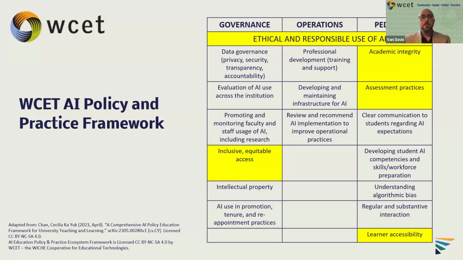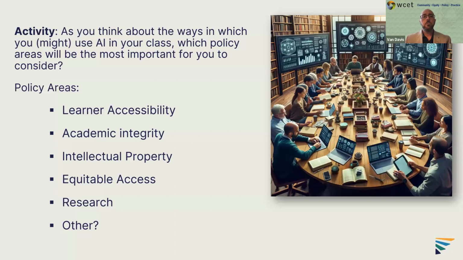So what we'd like to do is give you an opportunity to think about and talk to each other about the policy areas that might be the most important for you to consider as you begin to incorporate these tools into your classroom, or perhaps you've already incorporated them. So is it learner accessibility? Is it academic integrity? Is it intellectual property? Maybe it's equitable access. Maybe it's research. How are you going to use these tools for research and teach your students to use these tools for research? What are the policy areas that are going to be the most important for you to consider as you begin to incorporate these tools into the classroom?